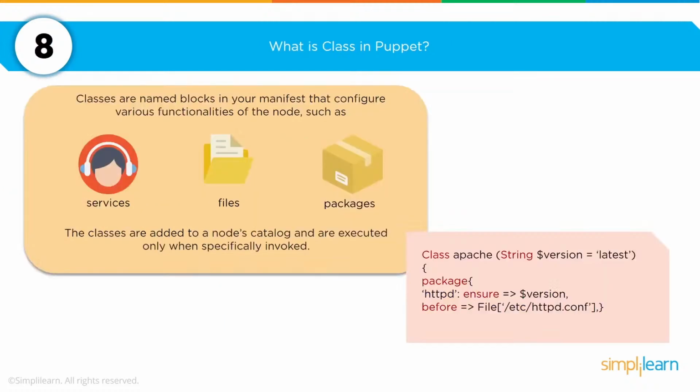As we dig deeper into Puppet, one of the things that you are likely to be asked is, what is a class in Puppet? A class in Puppet is really the named blocks in your manifest that contain the various configurations. This can include services, files, and packages. We have on the screen here an example of what a class would look like when you write it out.